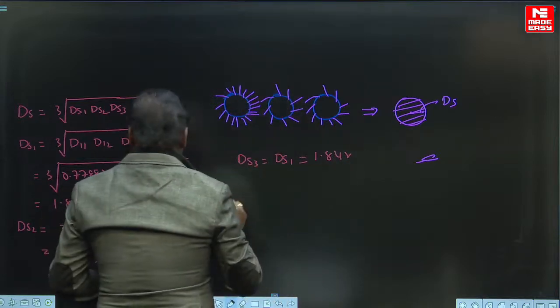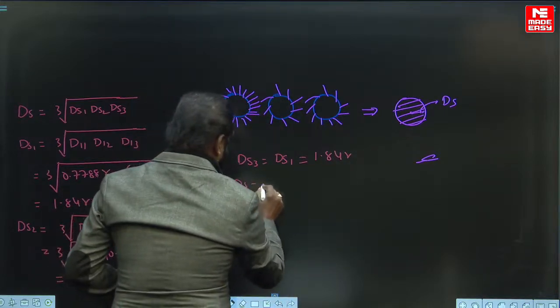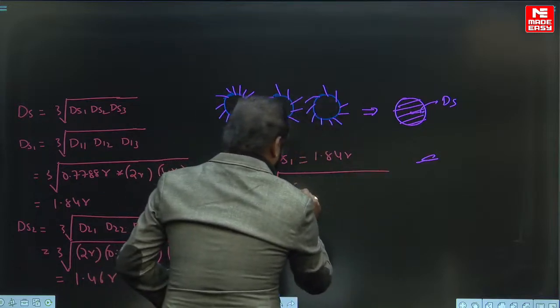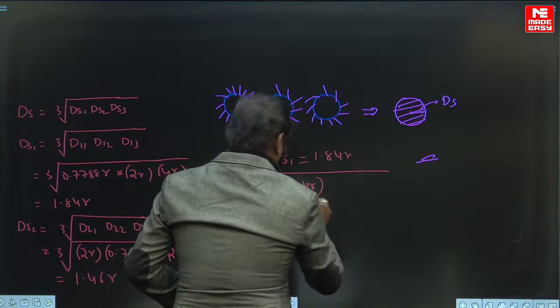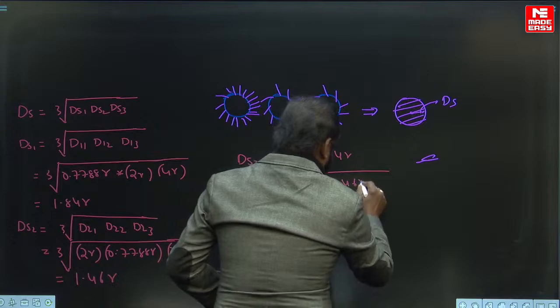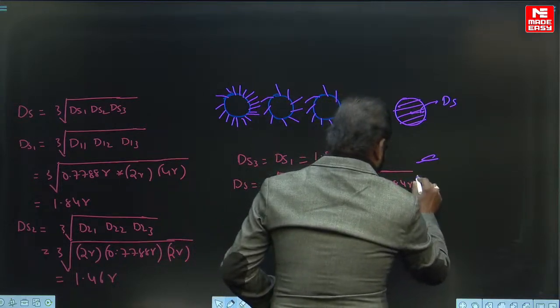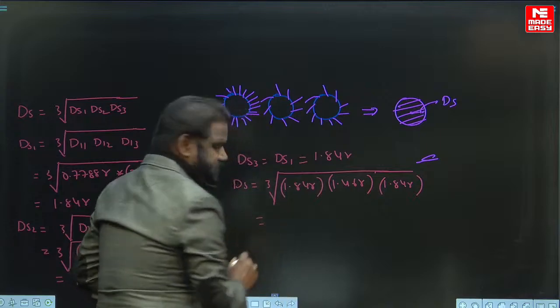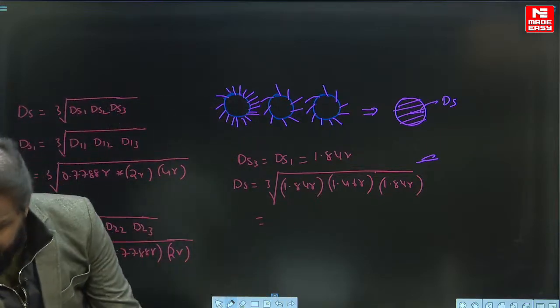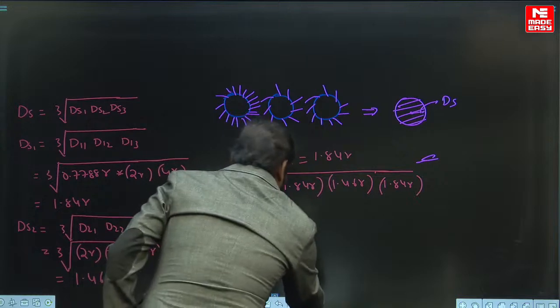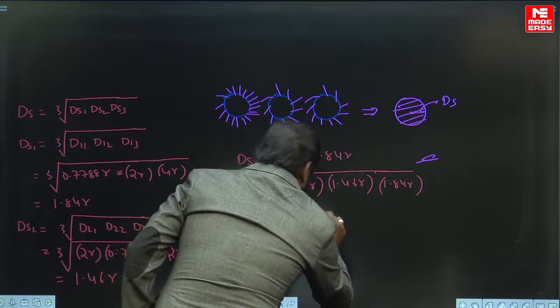So the final ds is equal to the cube root of 1.84 r into 1.46 r into 1.84 r. This comes out as the value of 1.703 r.